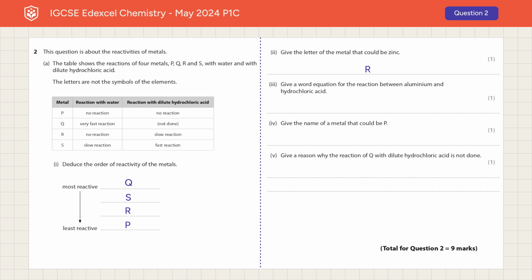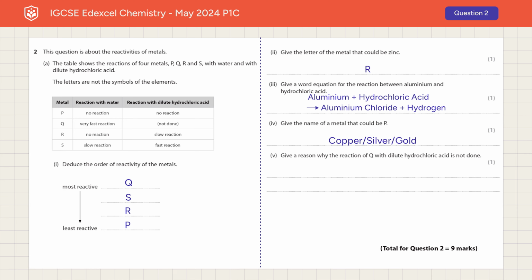Next, we need the word equation for aluminium and acid. That's straightforward. Aluminium plus hydrochloric acid yields aluminium chloride and hydrogen gas. Now, metal P. Since P shows no reaction and is at the bottom, it must be a metal below hydrogen in the reactivity series. That means it could be copper, silver, or gold, metals that don't react with dilute acids at all.